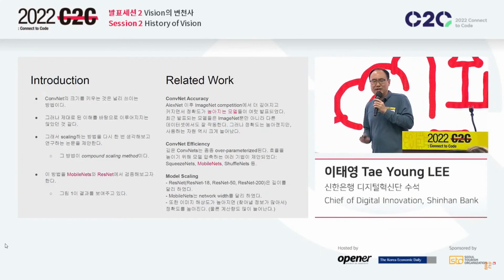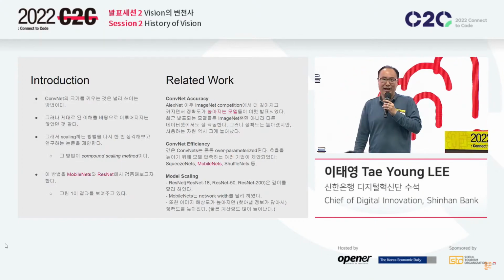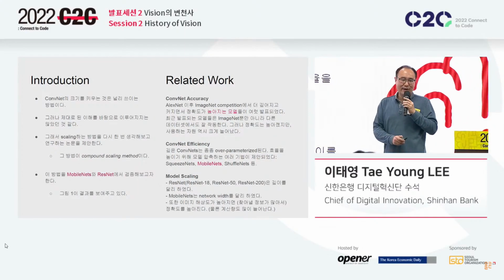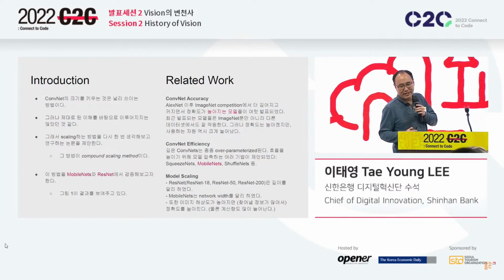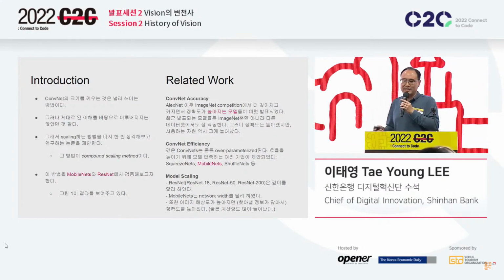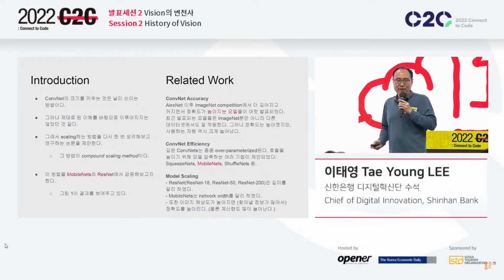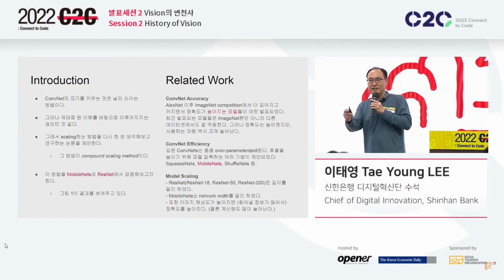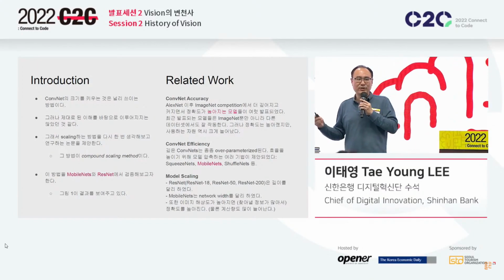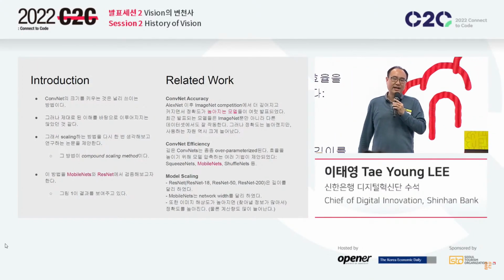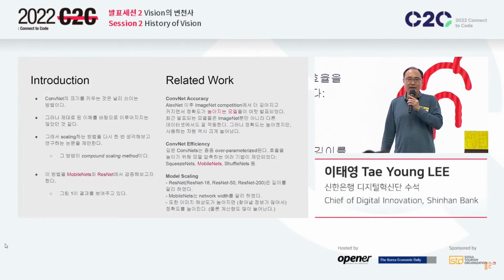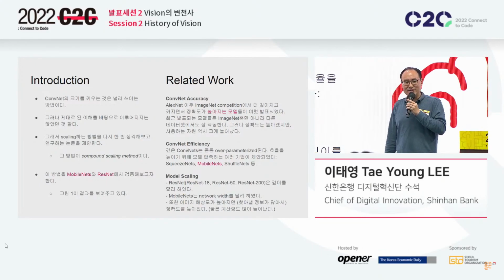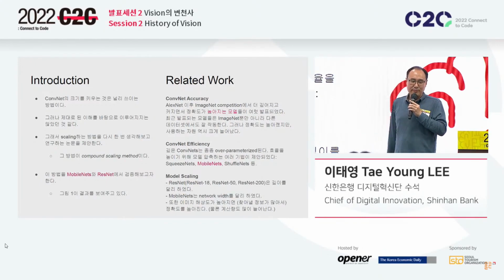So what's important here is to identify related work. What related work is there? For example, convolution net accuracy and convolution net efficiency, and also model scaling. Thanks to so many methodologies around this, ShuffleNet and MobileNet appeared. So without properly understanding the history of vision, you might feel difficulty in understanding related papers while you are doing your work.